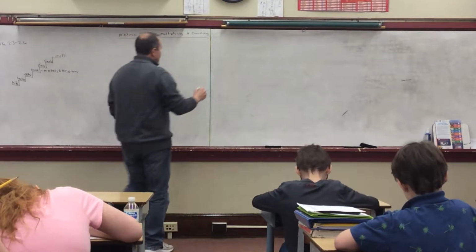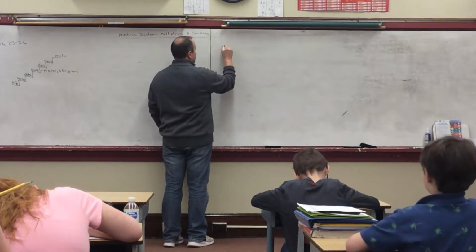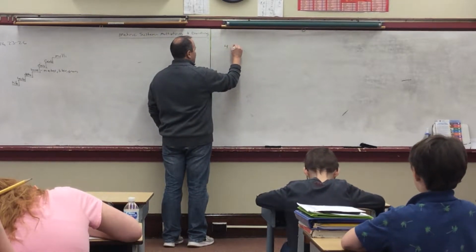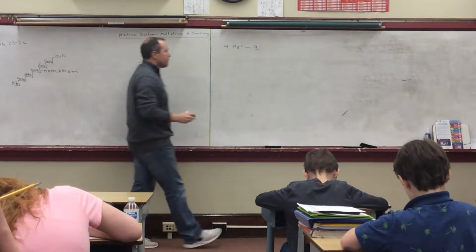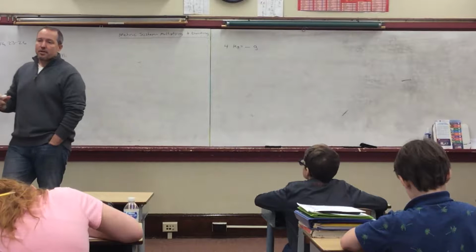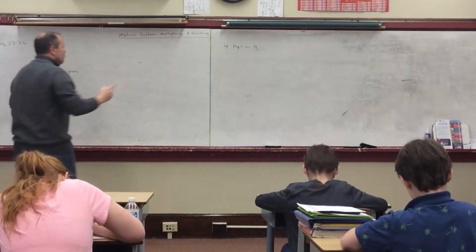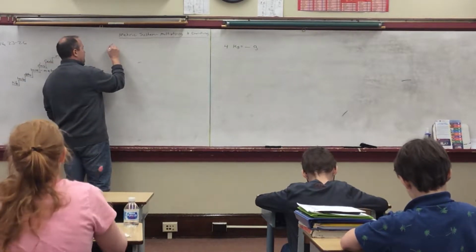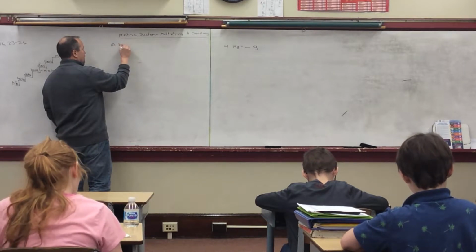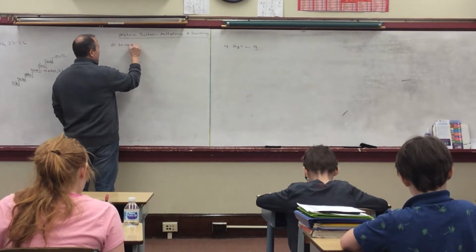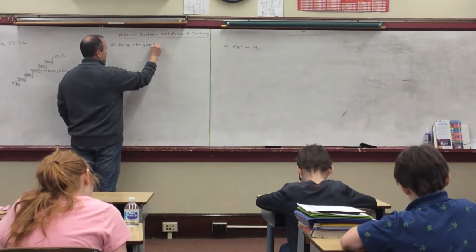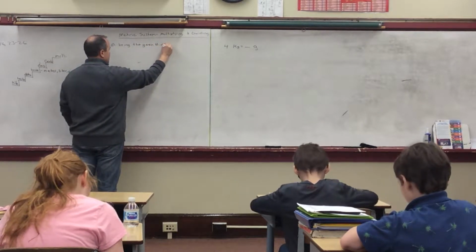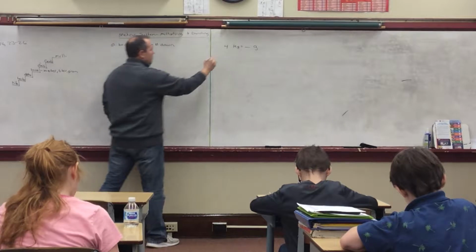Let's say we have 4 kilograms equals blank grams. The first step that we want to do is bring the number down. We're going to bring the given number down. In this situation, we're going to bring the 4 down.